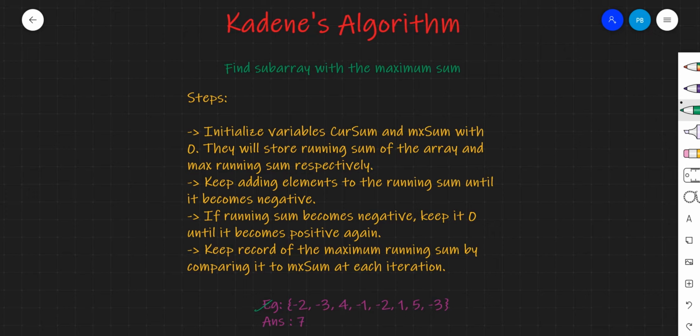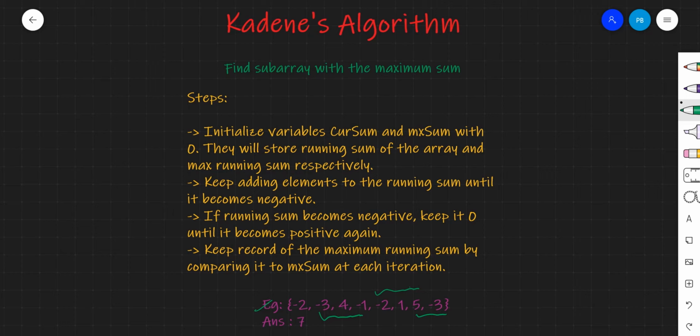We have an array which has some negative elements and some positive elements, and we have to find the subarray which contains the sum which is maximum. A subarray is a sequence of continuous elements. So this can be a subarray, this also can be a subarray, and this also can be a subarray.